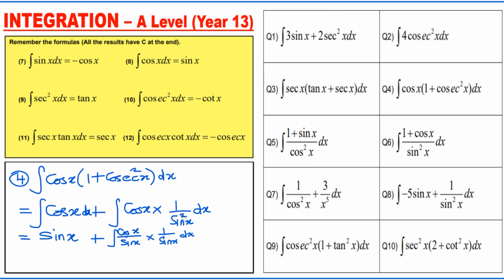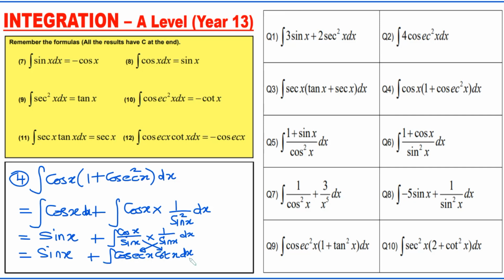So the sine squared I can split into two parts, sine x and sine x. Cos over sine is cot and 1 over sine is cosec. So the answer for this one is sine x plus this integration is cosec x cot x dx, right? So I can write this cos over sine as cot, and 1 over sine is cosec, I write it here, then cos over sine is cot, I write it here.